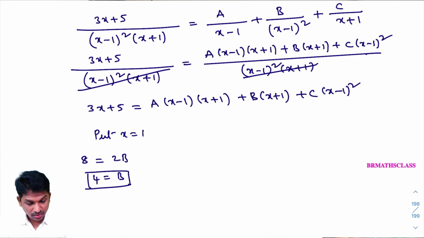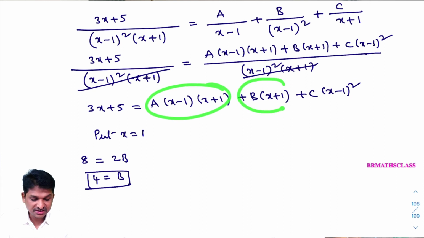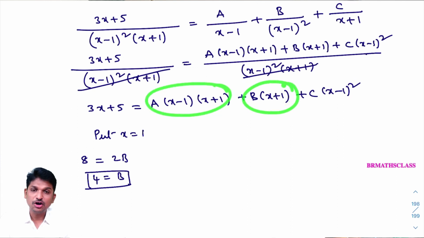Right. Now, can I get C value? If you want to get C value, you need to make this term 0. To make this term 0, you observe, is there any common term in both? Look here. Here x plus 1 is there. Here x plus 1 is there. X plus 1 is common in both the terms. So by putting x equal to minus 1, I can make these two terms 0. So that I will get C value.